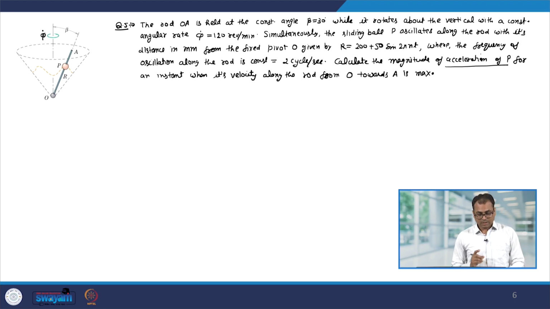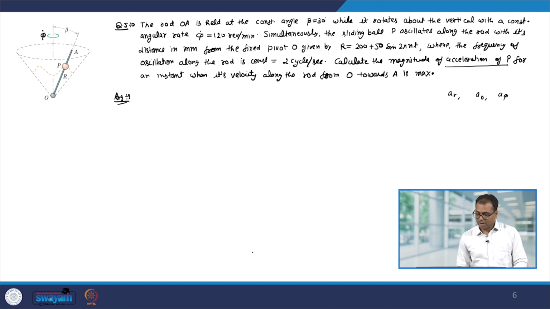In this question, the rod OA is rotating with a constant angular velocity about point O and the ball P is making an oscillatory motion. We have to determine the acceleration of P. So, first of all, we have to identify the right coordinate system, and for this problem the right coordinate system is the spherical polar coordinate. Therefore, we can find out the acceleration if we know what is A r, what is A theta and what is A phi. So, let us see the situation.